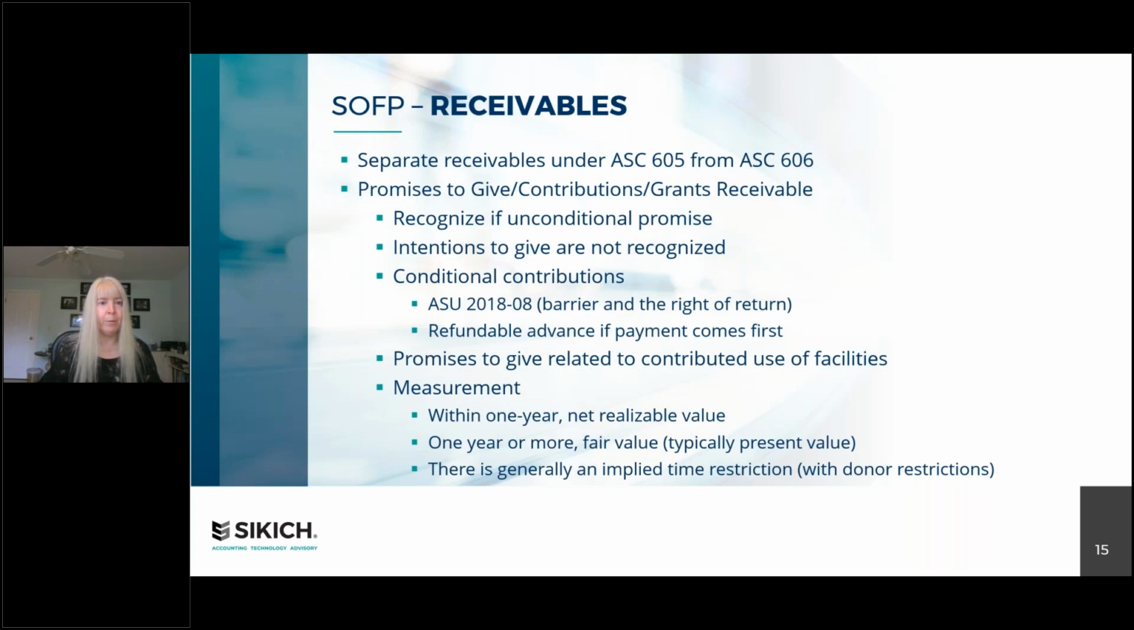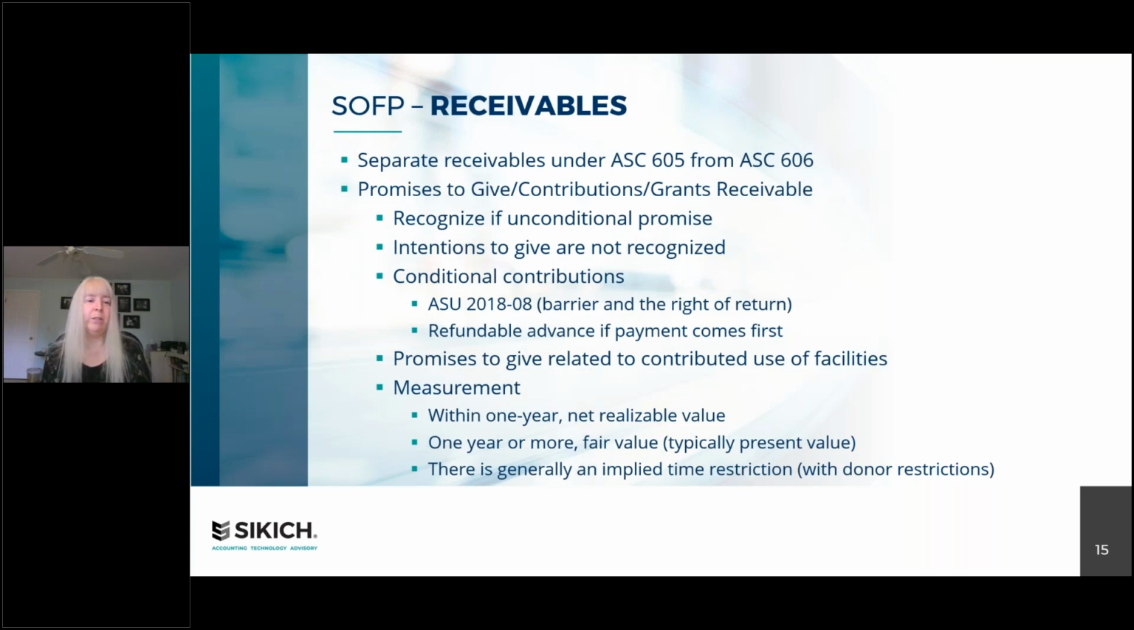Now, if the donor has advanced the funds to the not-for-profit before that barrier to entitlement has been met, it should be recorded as a refundable advance. Often these could be refundable grant advances, for instance, on the statement of financial position, if they receive the payment before being entitled to the funds.